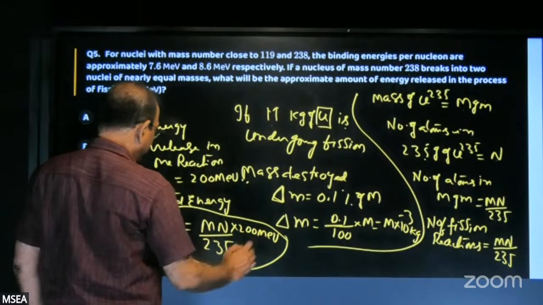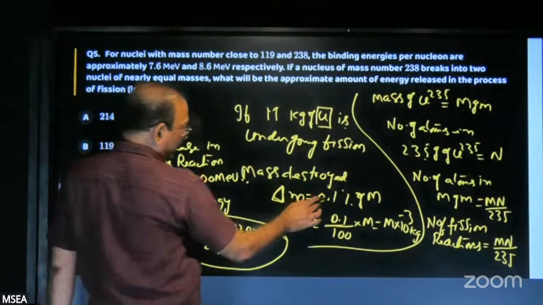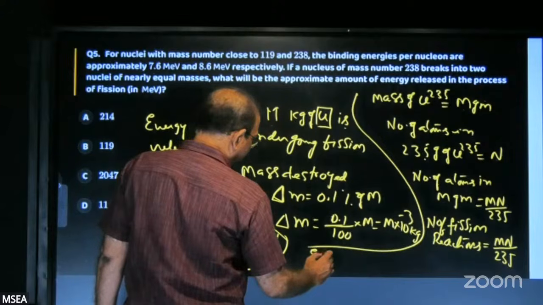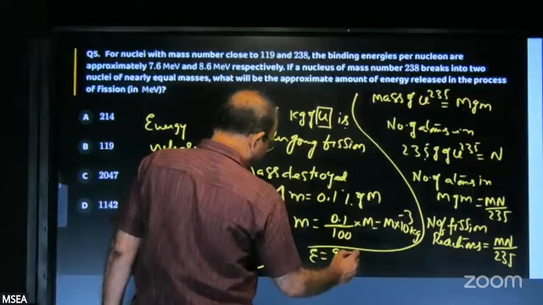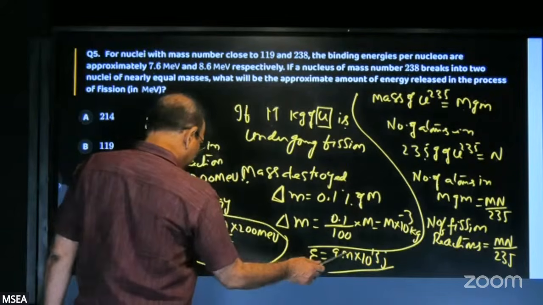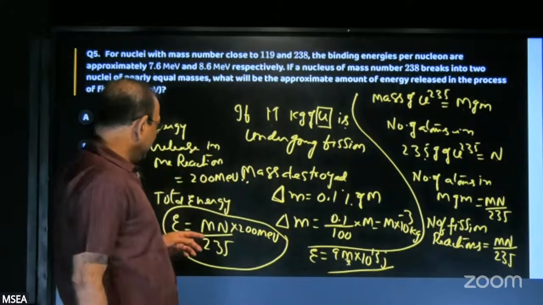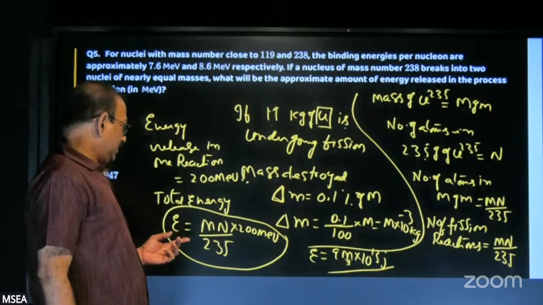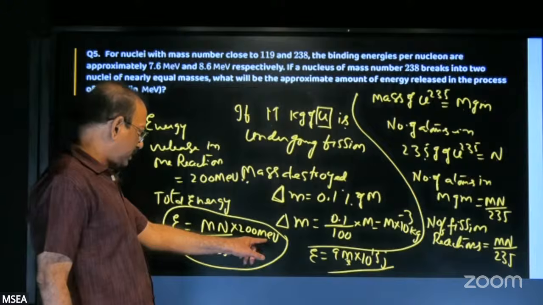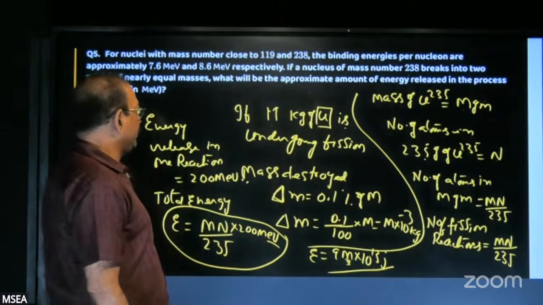To find energy released in fission, two methods are there. 0.1% mass destroyed. Using that, you are getting energy as 9m into 10 to the power of 13 in joules. Here mass should be substituted in kg. This is another way: Mn by 235 into 200 MeV. Here the answer you will first get in electron volt. This mass must be substituted in gram.